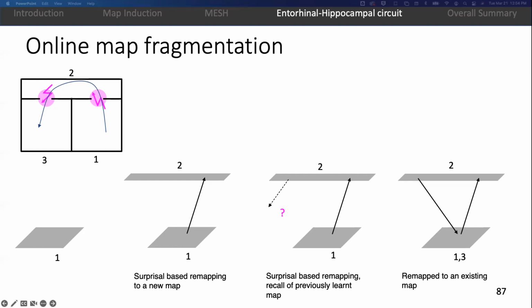And then when you come back to room 3, you are looking at long-term memory and figuring out whether you've seen this map or not, which you've also done here, right? So here also you looked at the long-term memory, but since this map didn't exist, you formed a new map. Here you are again querying the long-term memory, but since you've already seen a similar map before, you just pull out the same map and reuse it. So you remap to an existing map rather than initializing a new map, right?